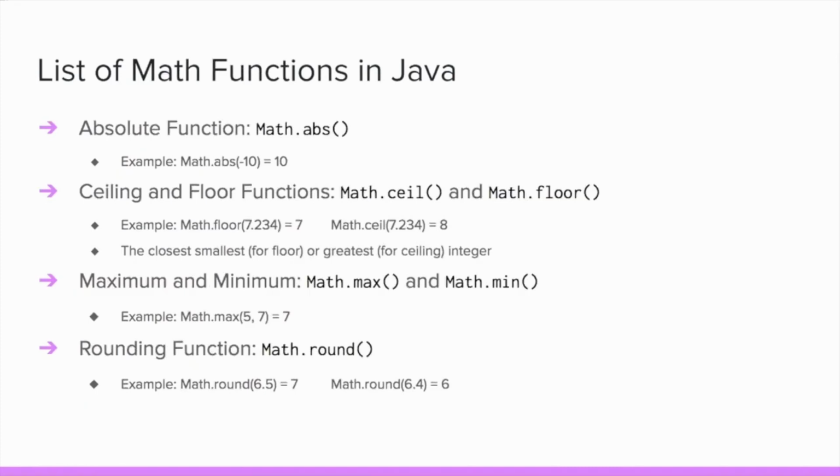Here is a list of a few math functions in Java. You can see the corresponding syntax for different math functions: absolute value, ceiling, floor, maximum, minimum, and rounding functions. As shown in the examples, the ceil function always rounds up the input value. The floor function always rounds down the input value. And the round function rounds the input value to the ones place according to conventions.